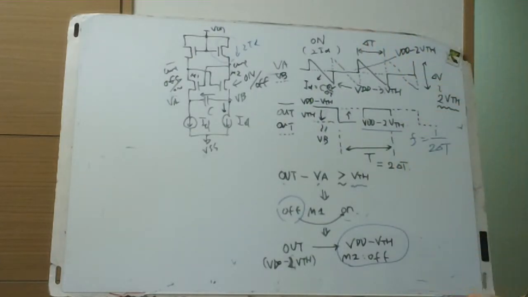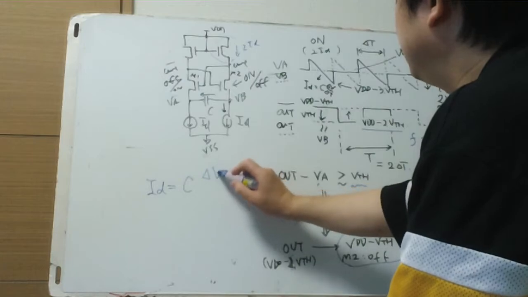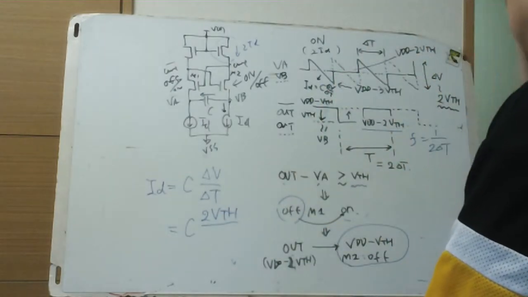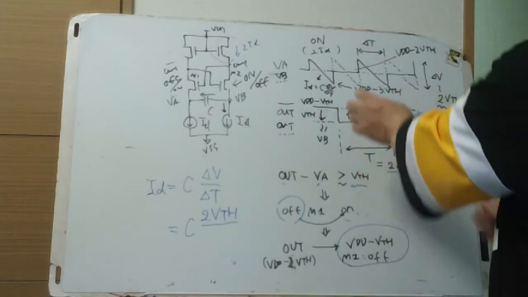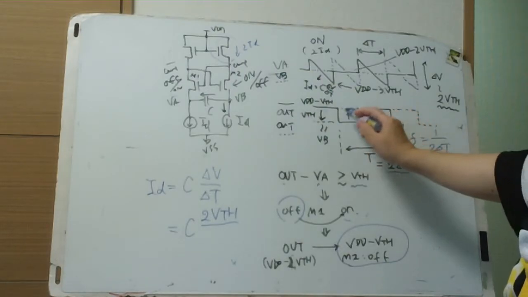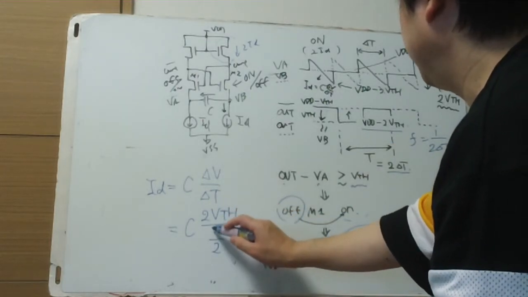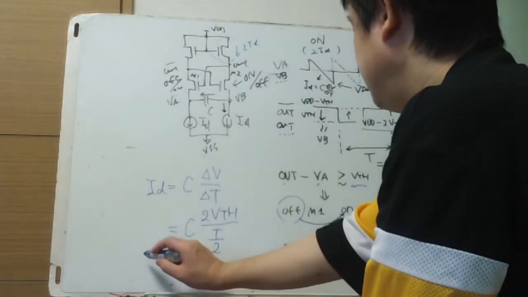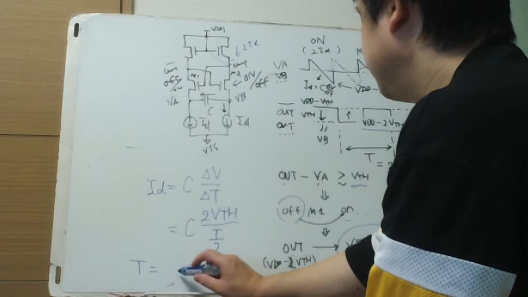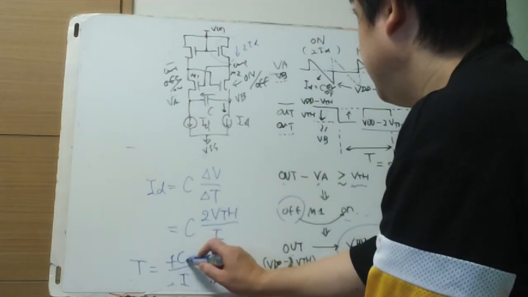And the ID discharges C with delta V divided by delta T, which is 2 VTH, and 2 delta T makes the output frequency period, capital T, so delta T equals half T. So T equals 4 C VTH over ID.